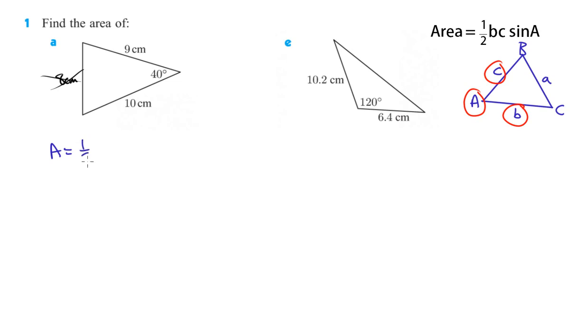Area equals 1/2 B and C. Again, these are the two sides that are around it. It doesn't matter which one goes where because you're multiplying them together. So 1/2, let's just do of 9 times 10. And then times sine of the angle between those two sides, which is sine 40.